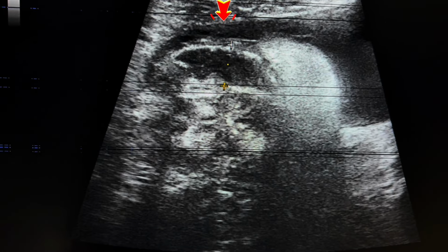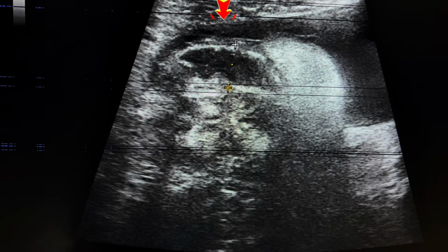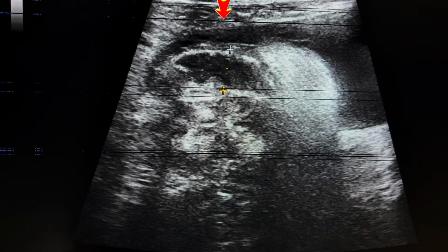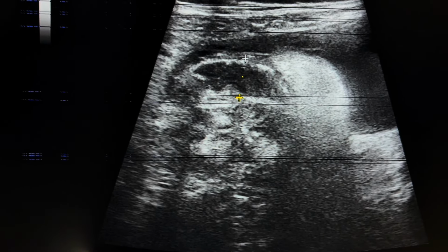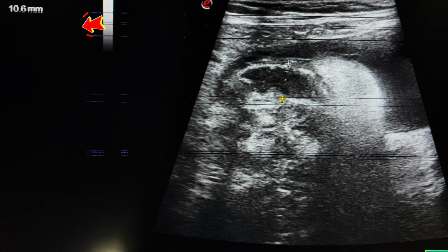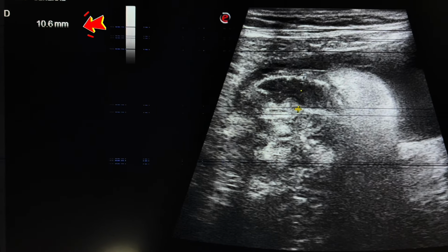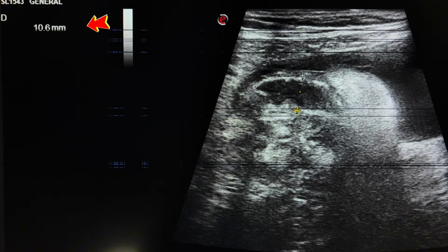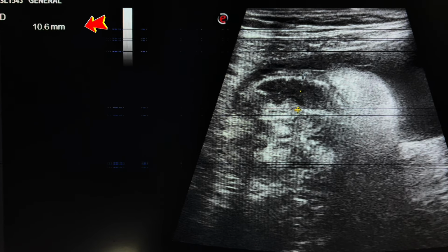Now we will measure the diameter of the appendix. The anteroposterior diameter of the appendix is 10.6 mm, but the normal diameter is up to 6 mm.